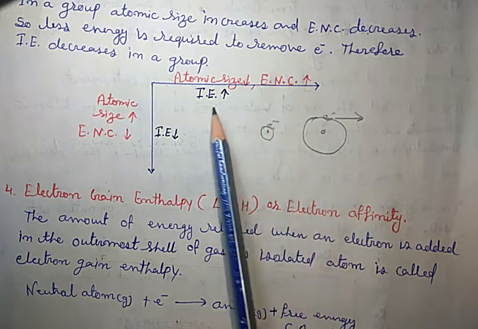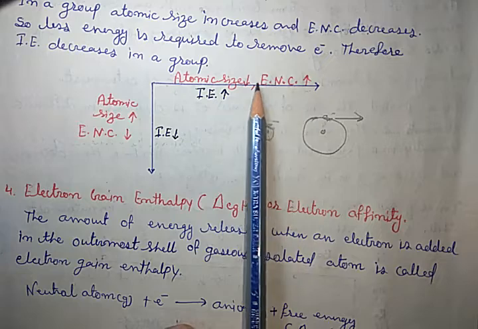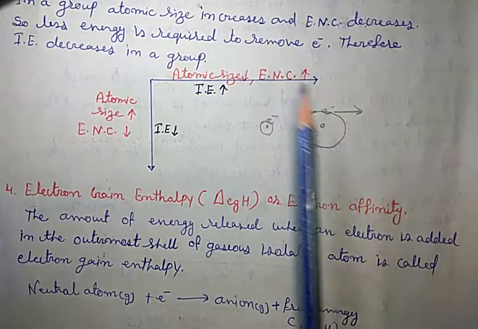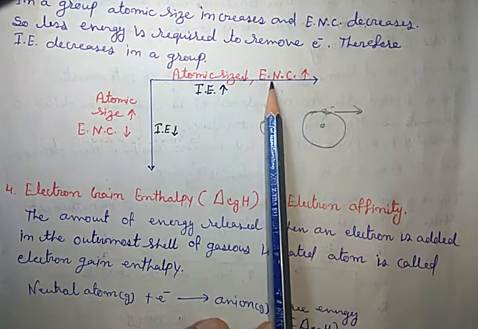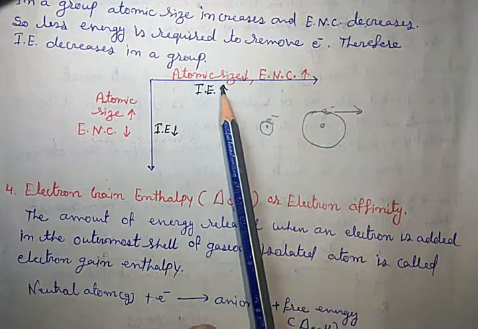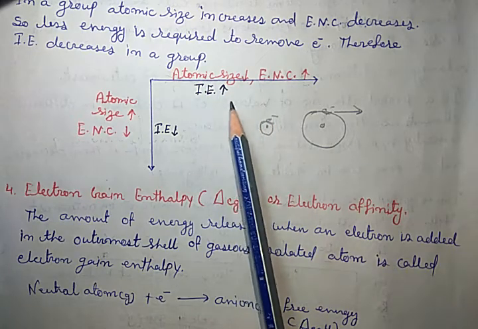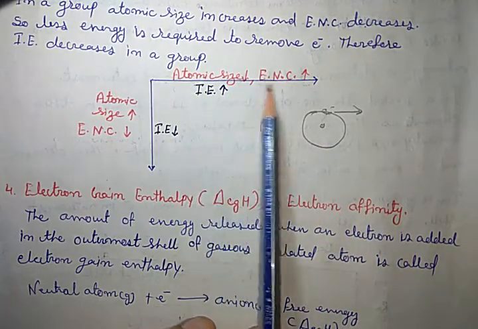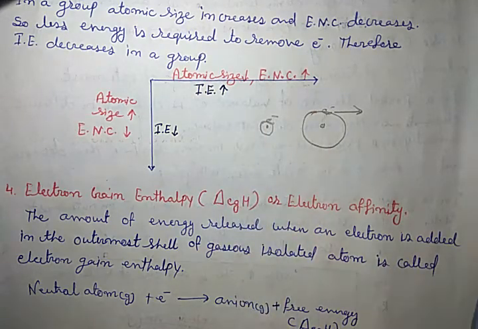Got it? Now in a period, there is a decrease in atomic size and an increase in effective nuclear charge. It results in these electrons feeling more attraction power, hence we require more energy. That means the value of IE will be more. Got it? So we can say that in a period the value of IE increases.